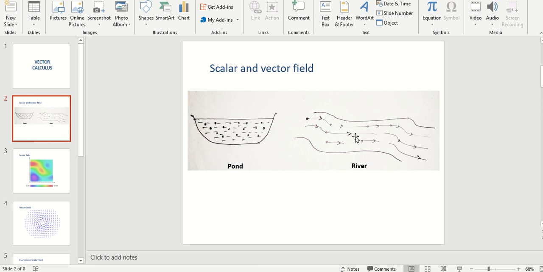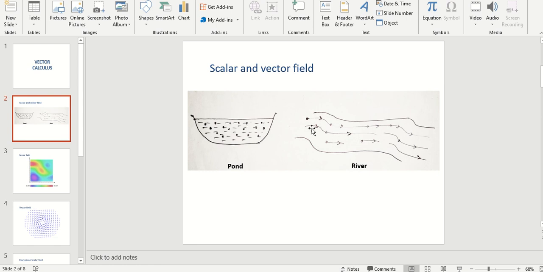But in case of a river, if we see this river, each and every water particle is running. So the flow of water in this river is from this direction to this direction. The difference between a pond and a river is that the water particles in the pond are in static mode, whereas the water particles in the river are in dynamic mode and each and every particle has some direction. So each and every particle in a river represents a vector, whereas in the pond it is not a vector, it is fixed.